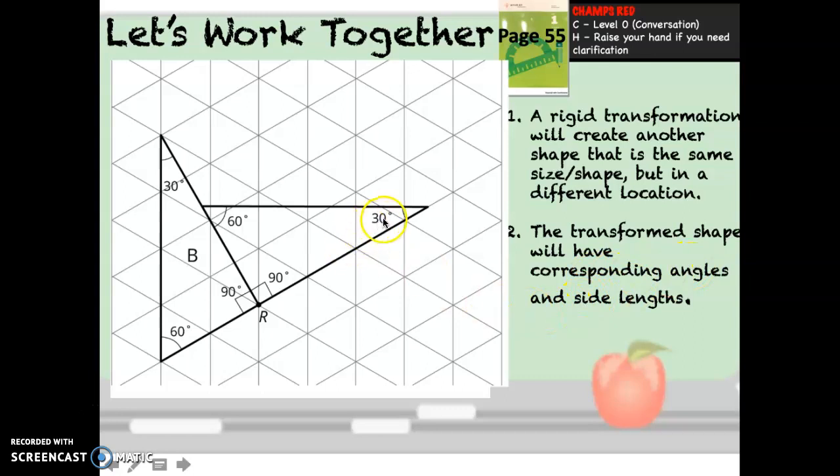In this case, this corresponds with this piece. This 90 corresponds with this. So you can know this side length corresponds with this side length since they have the same degrees. And let me highlight this for you so you can see what I'm talking about. But this side length here and this side length here, okay?